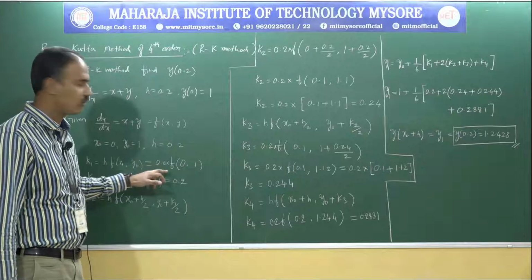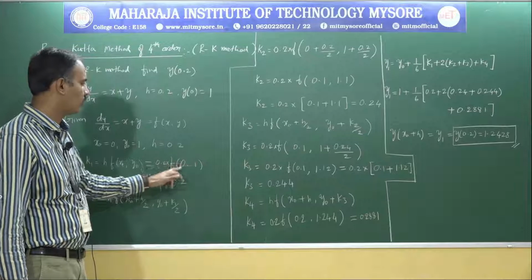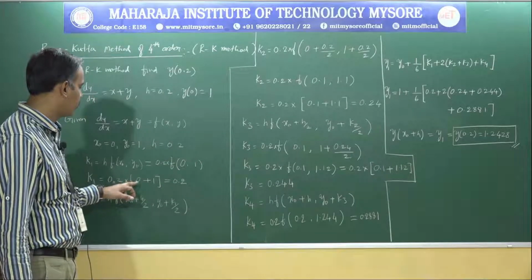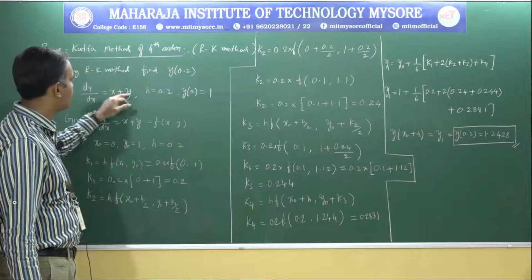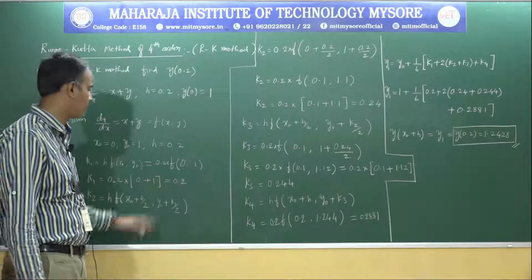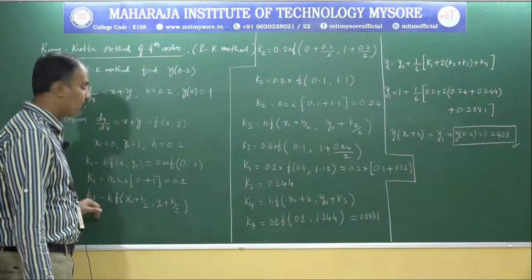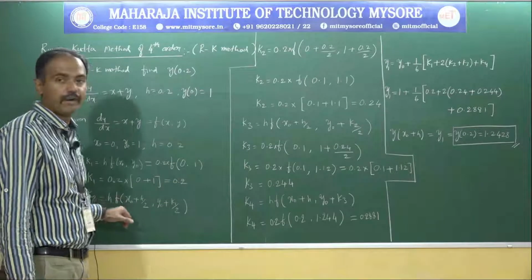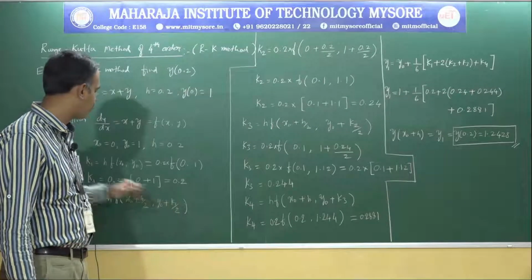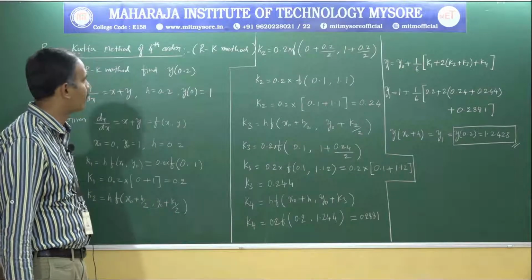Now the h value here is 0.2, f of x naught value 0, y naught value 1, the function of 0 comma 1. Now k1 is 0.2 into the function; we already have x plus y, so 0 plus 1. After simplifying we get 0.2. Now k2 is h into f of x naught plus h by 2 comma y naught plus k1 by 2. We already have the k1 data, so now we substitute and simplify.